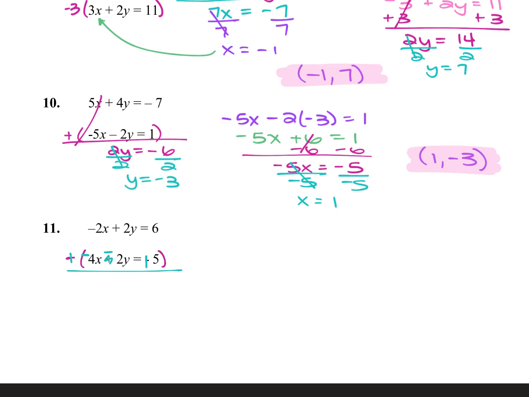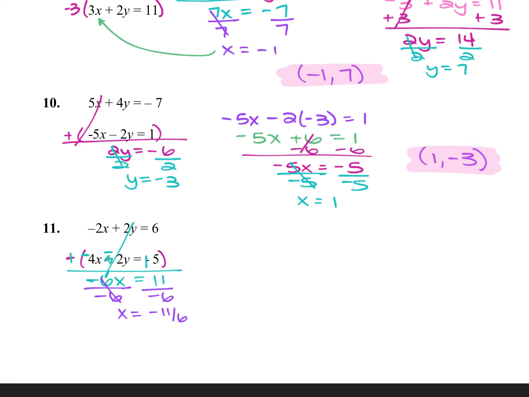So negative 2x minus 4x is negative 6x. 2y minus 2y cancels out. 6 plus 5 is 11. From here, divide each side by the negative 6. And you get that x is negative 11 over 6.